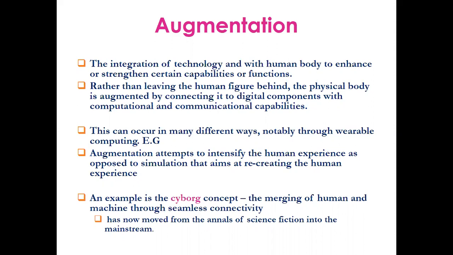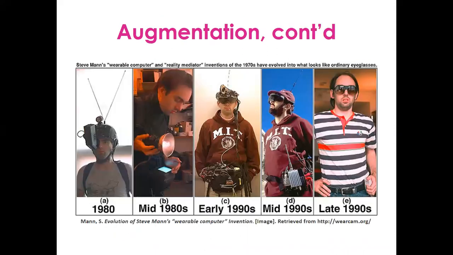This can occur in many different ways, notably through wearable computing. And these days, there are a lot of them. You can give me so many examples. I missed that part where I would have asked you to contribute. But wherever you are, you can have discussions within your groups about some examples of these things. An example is the cyborg, a concept of the merging of human and machine through seamless connectivity. And this has now moved from the annals of science fiction into the mainstream.